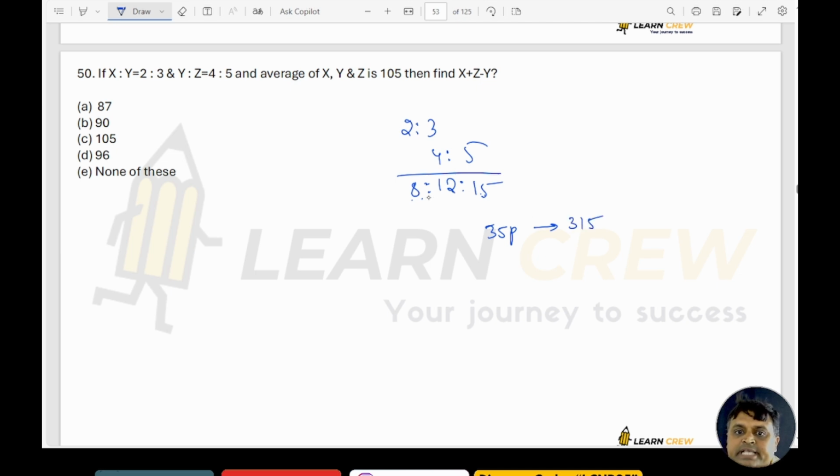Now it is asked for x plus z minus y. 8 plus 15 is 23, 23 minus 12 is 11. So 11 parts would be 11 into 315 divided by 35. 315 divided by 35 is 9, and 11 nines are 99. So 99 is the answer, option E.